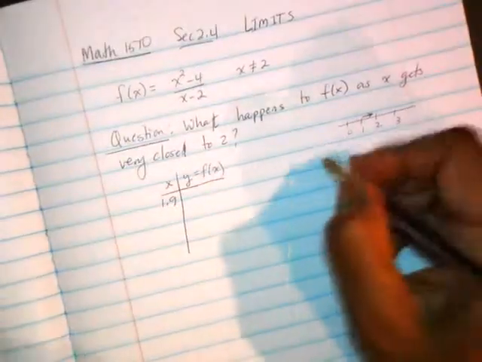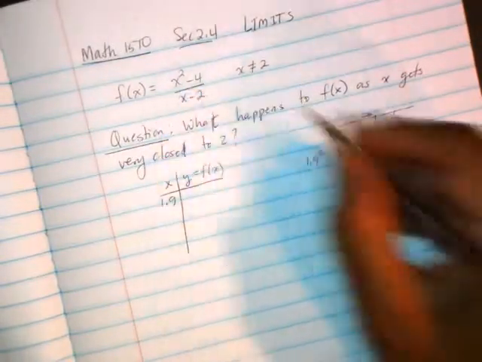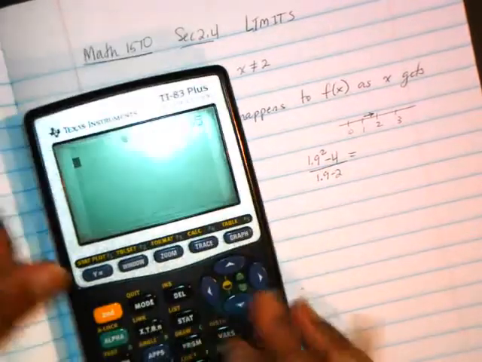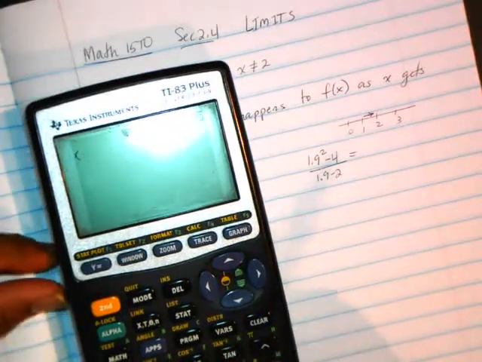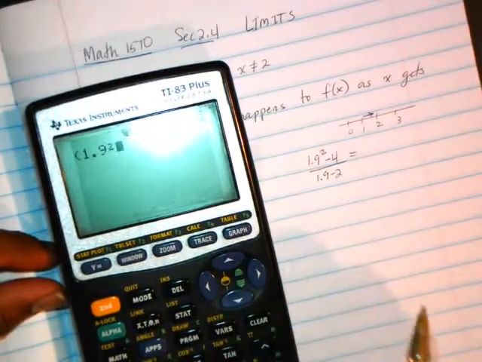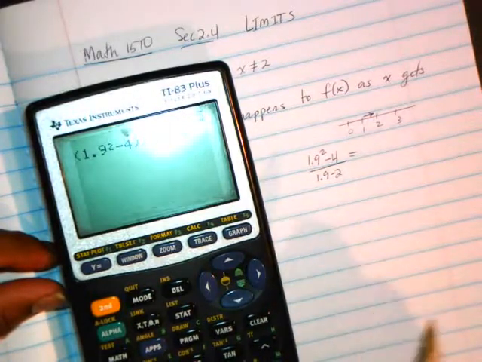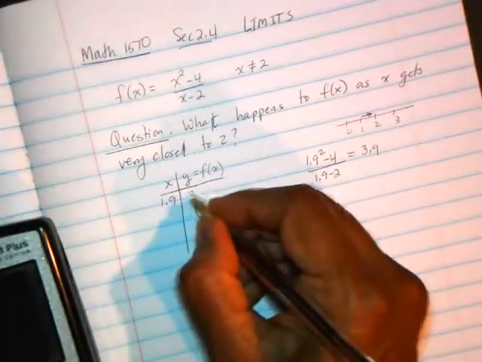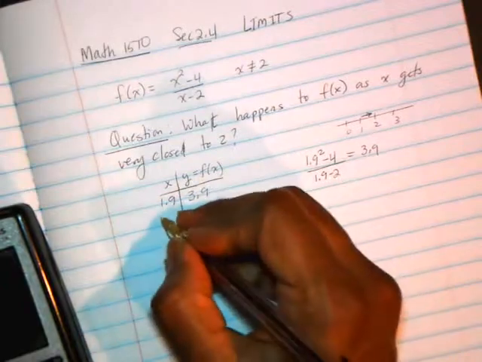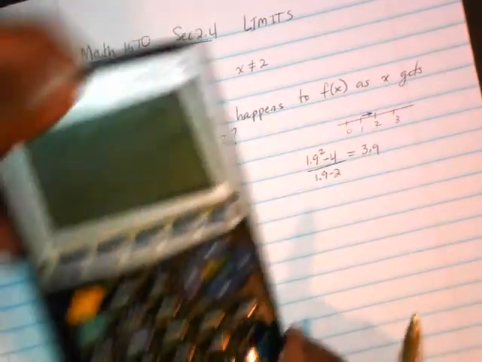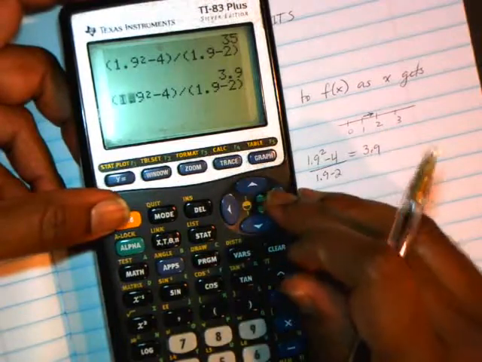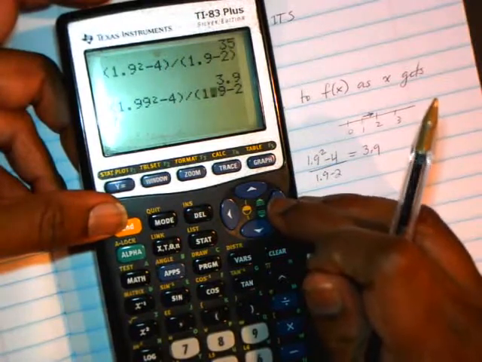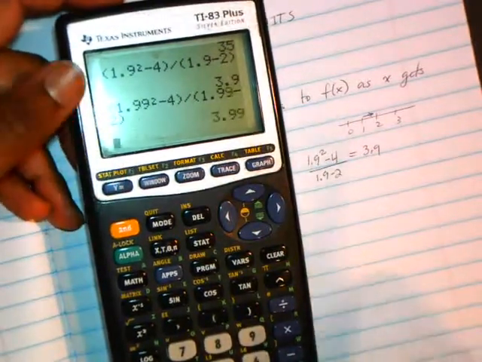Now we can do it the roundabout way. 1.9 squared minus 4 divided by 1.9 minus 2, in which case you'll need parentheses. You'd have 1.9 squared minus 4 divided by 1.9 minus 2, and you get 3.9. So I put that in here. You want to get a little bit closer to 2. 1.99 would be fine, and you could just go second enter and use the insert button, delete and add another 9. So this does shorten the step somewhat, and you get 3.99.